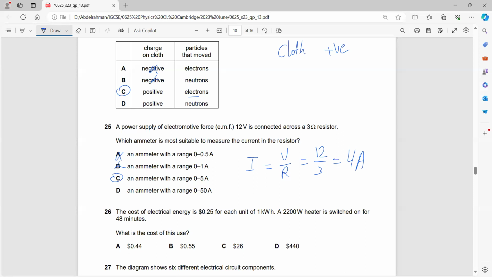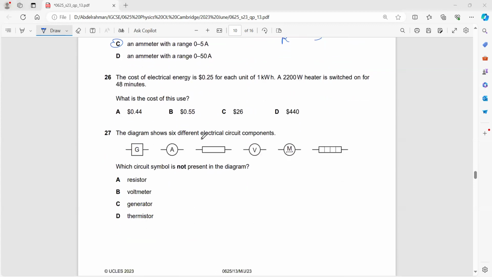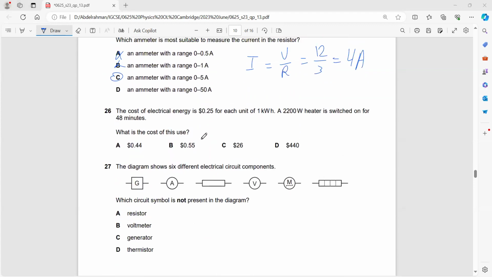Question 26 is a really, really nice question. The cost of electrical energy is $0.25 for each unit of 1 kWh. A 2200 watt heater is switched on for 48 minutes. What is the cost of this use?